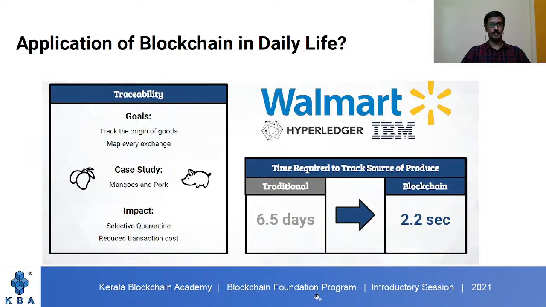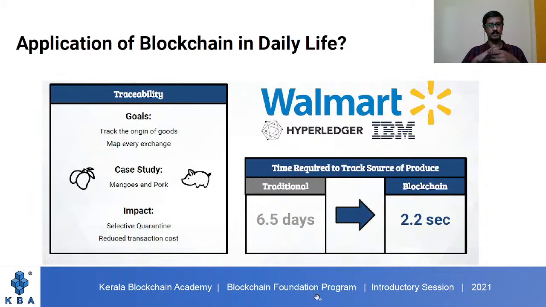Now, what are some of the applications of blockchain in daily life? There are a lot of applications of blockchain. One simple example is to trace the origin of products, like traceability solutions or provenance solutions. Some of them are tracking the origin of goods, or mapping every exchange between the different participants in a supply chain. One such example is a project by Walmart, with the help of Hyperledger and IBM, in which they trace the origin of all the mangoes and pork that came to the Walmart store, and from which farm a particular mango came.